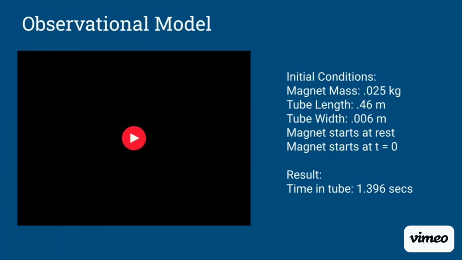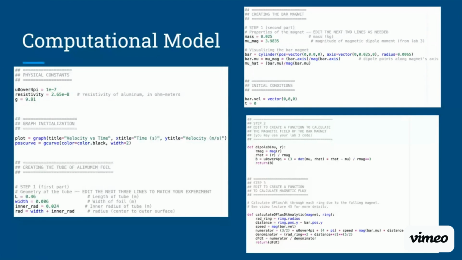So as you can see, the magnet took a little bit longer falling inside the tube, so we know something's going on, which we'll explain more in the computational model. So after dropping the magnet 5 times, we got the average time to fall out of the tube was 1.396 seconds. Now let's move on to the computational model.